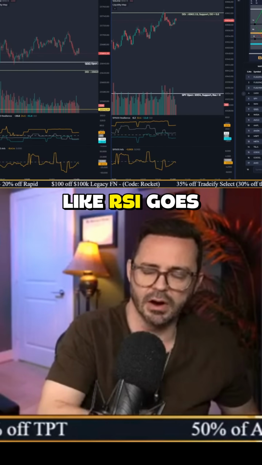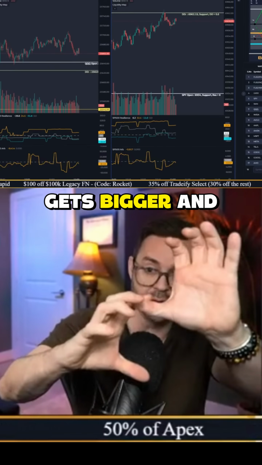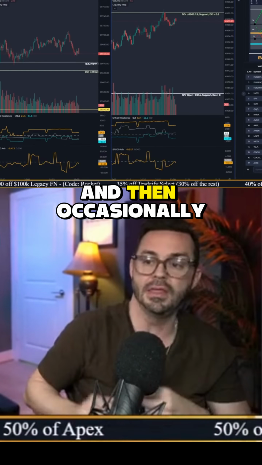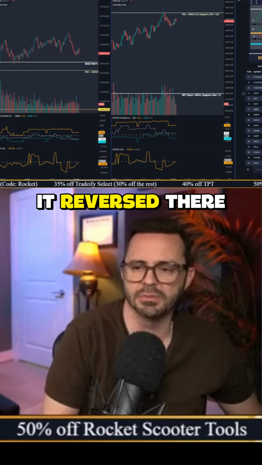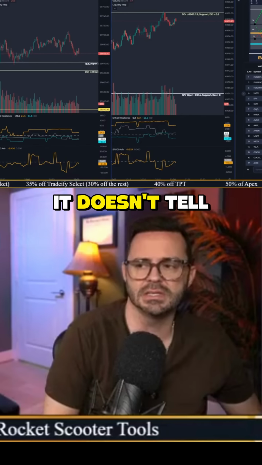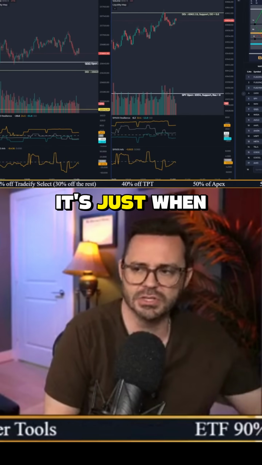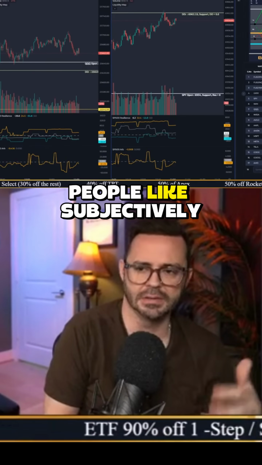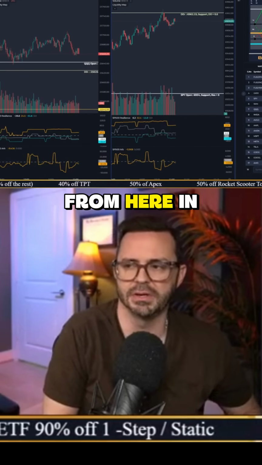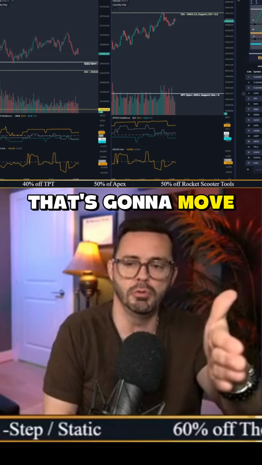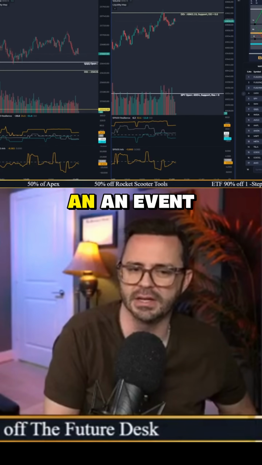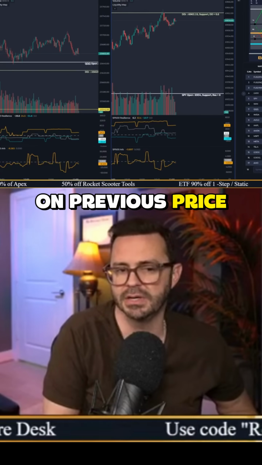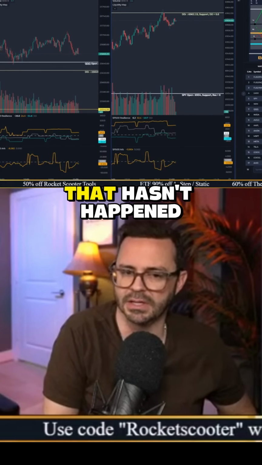RSI goes negative when the range gets bigger and bigger to the downside, and then occasionally it'll pop back up, and then it can say, well, it led the move because it reversed there. Well, it doesn't, because it doesn't tell you this is the point it reverses. It's just when it stretches too far, people subjectively say, okay, probably can reverse from here. In reality, you need something that's going to move up first, and then before the move happens, it calculates an event. So RSI is based on previous price action, not calculating something that hasn't happened yet.